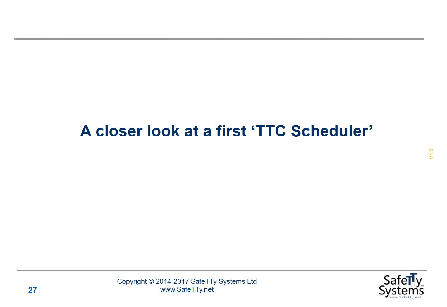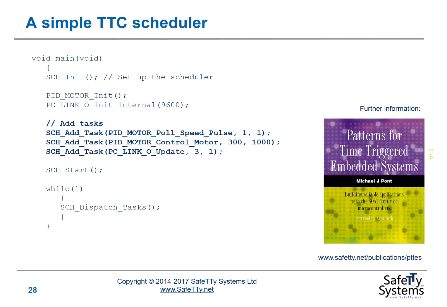So let's take a closer look at a first TTC scheduler. There's a simple scheduler described in the PTTS book that we've already mentioned in this video. You might find it helpful to take a look at that scheduler as some background. It's slightly simpler than the scheduler we're going to look at in more detail in the remainder of this video, but the underlying operation is exactly the same, and you may find it useful to take a look at the examples in the PTTS book after watching this video.